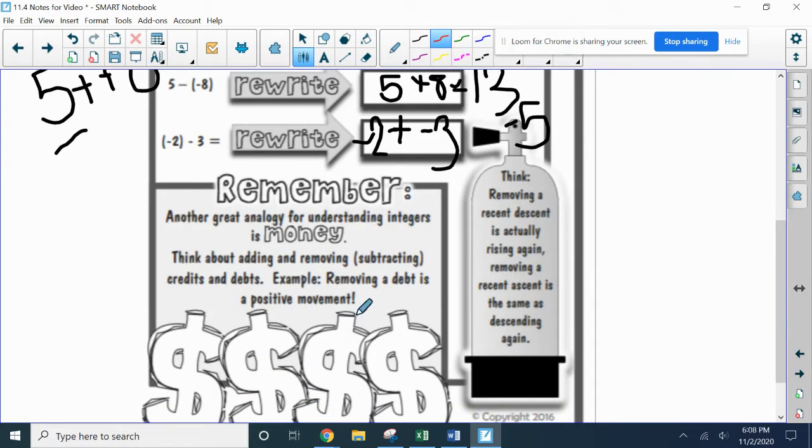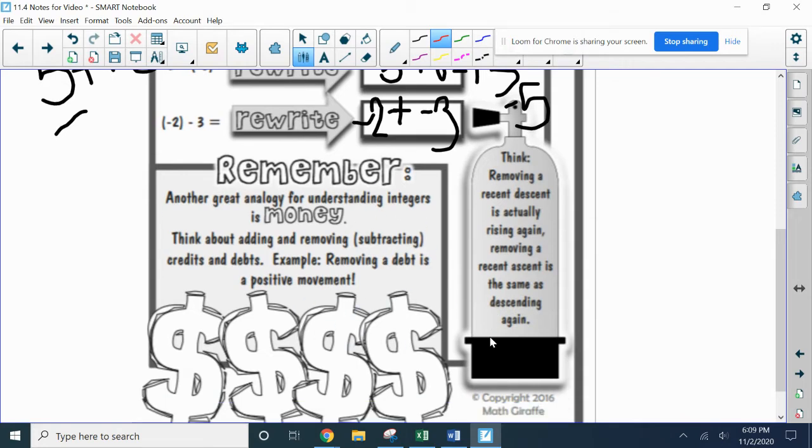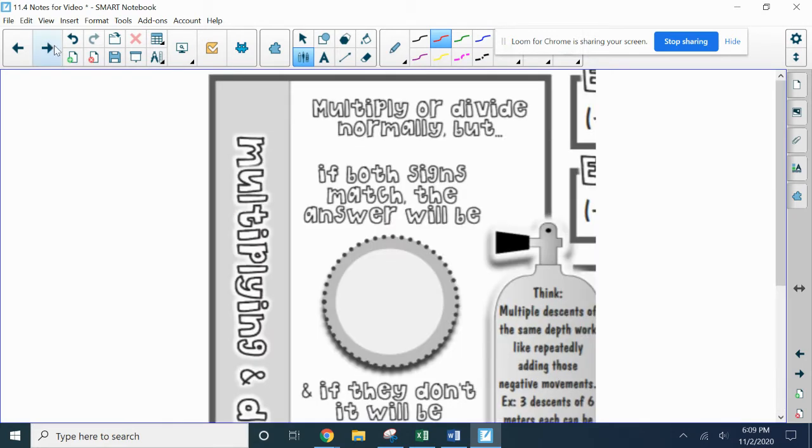So remember, another great analogy for understanding integers is money. Positive means you're getting money. Negative means you're losing money. Think about adding and removing credits and debits. So you spend money, you're losing money. You get a check from your work, you're getting credited money. Removing debt is a positive movement. Think, removing a descent is actually rising again. And removing a recent ascent is the same as descending again.